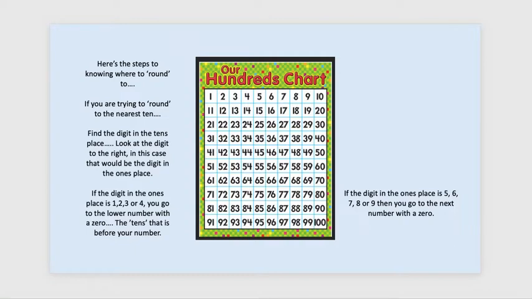If you're trying to round to the nearest 10, find the digit in the tens place, look to the right. In this case, you'll be looking at the ones. If the digit in the ones place is 1, 2, 3, or 4, you would go to the lower number with a 0, the tens that is before your number. But if the digit in the ones place is 5, 6, 7, 8, or 9, then you go to the next number with a 0. Let's practice.